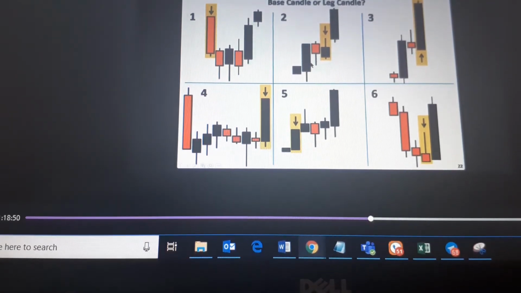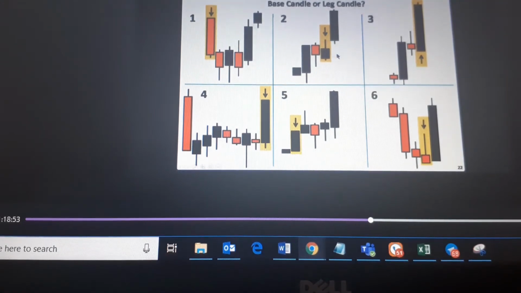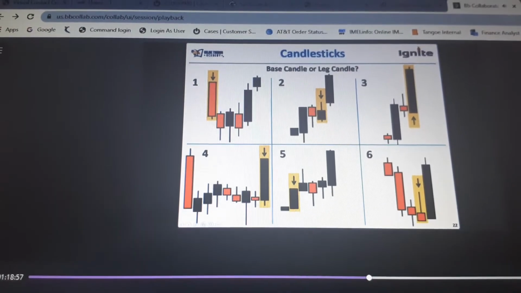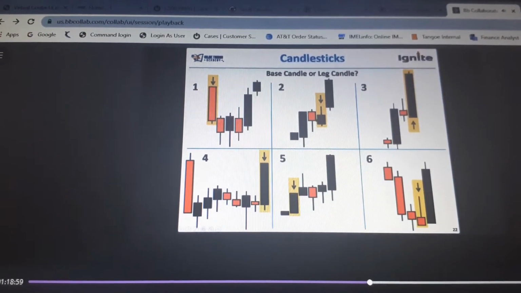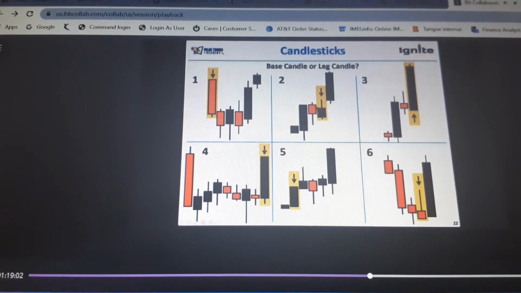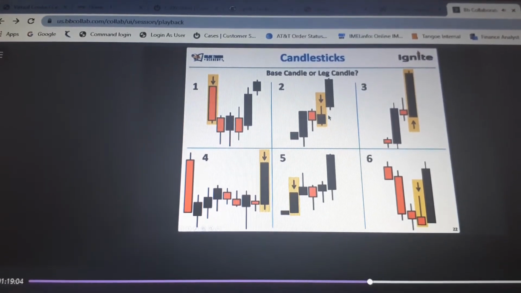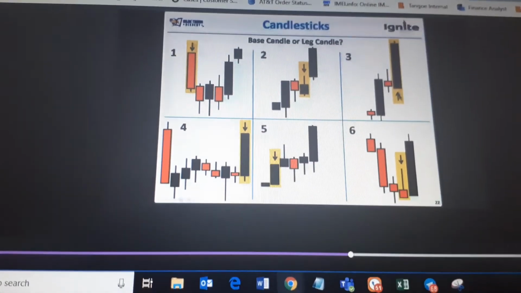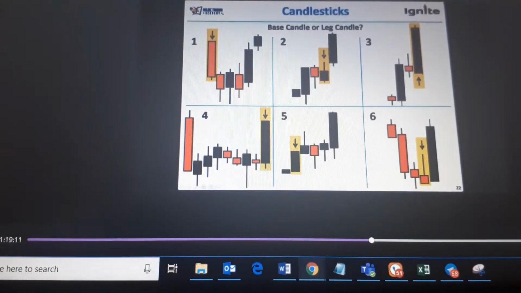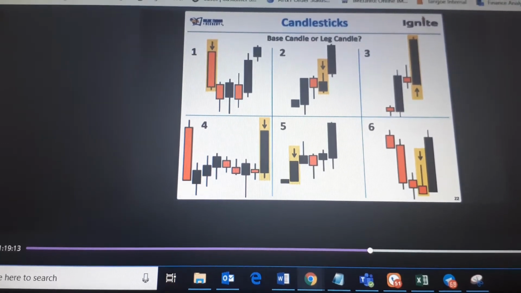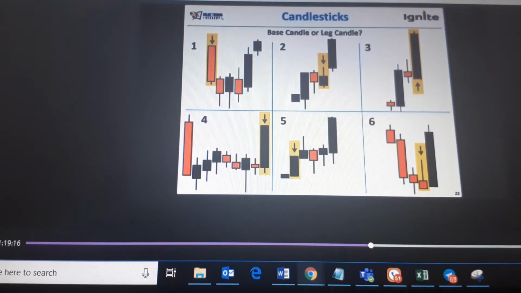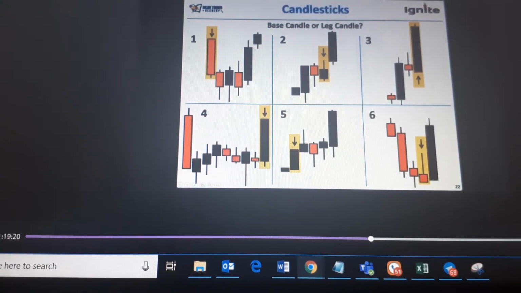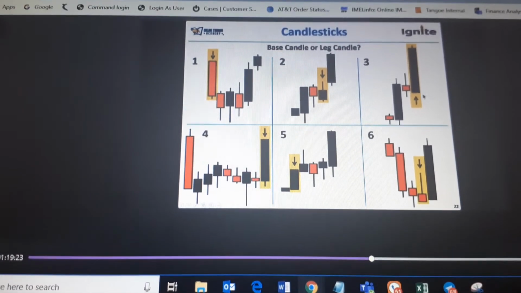This is again your rally, base, rally. So this highlighted candle in the yellow is a base candle or a leg candle? It's a base candle, right? What about this highlighted yellow candle, the third one? Is it a leg candle? Why is it a leg candle? Because the body is greater than 50% of the range, and it's your rally, base, rally.